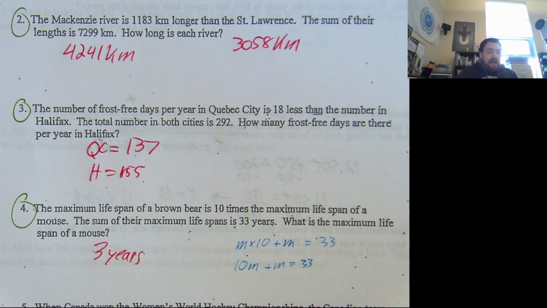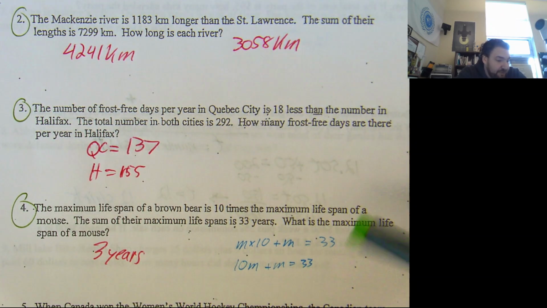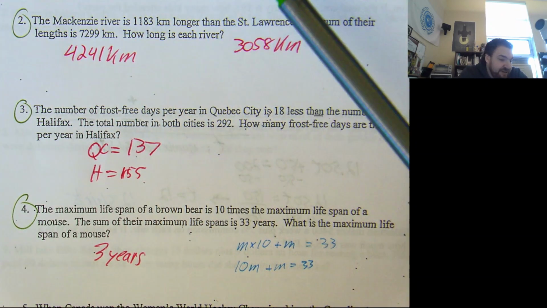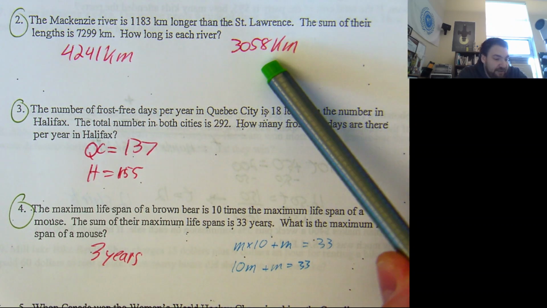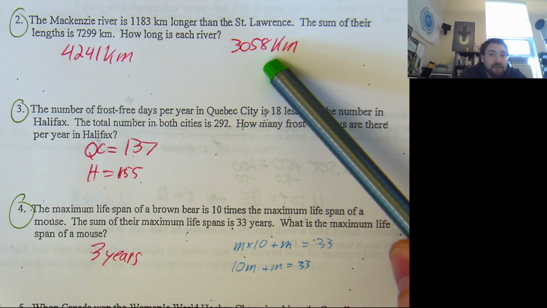I'll show you all the answers in the context of the question, and then I will take up any of these questions that you would like. Mackenzie River should be 4,241 kilometers. The St. Lawrence is 3,058.